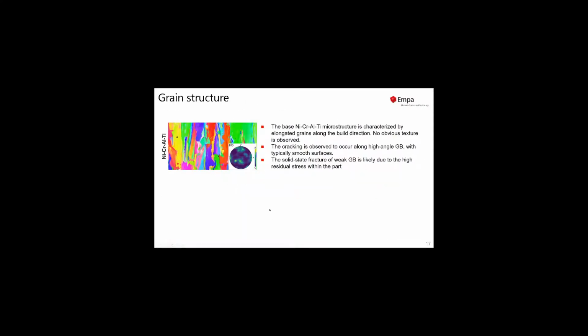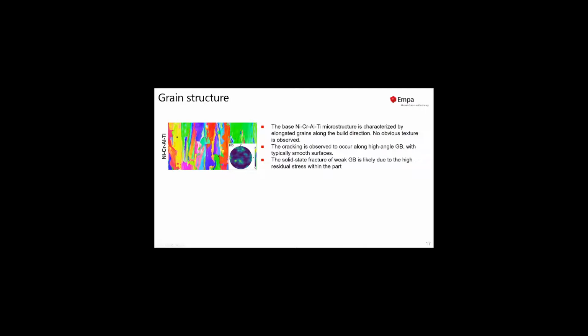Having a look at the grain structure of the two alloys. Here, this is the base alloy. These are some EBSD images that I'm showing now. The base alloy microstructure is characterized by elongated grains along the build direction, which is not surprising. Here we could not identify any pronounced texture in the material.